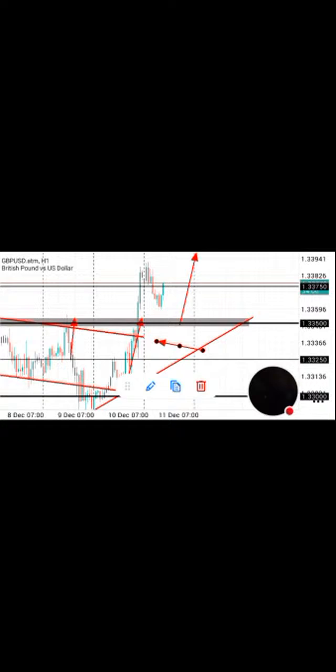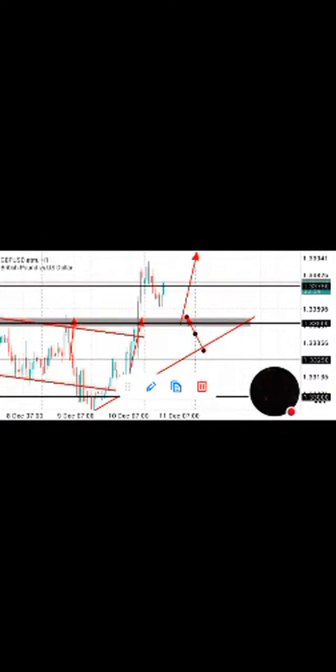But I'm still believing that I'm going to get an opportunity here. You see, price has already started reacting. We're starting to get to this point, but I'm still going to wait. I'm still going to wait. They say waiting is part of trading.